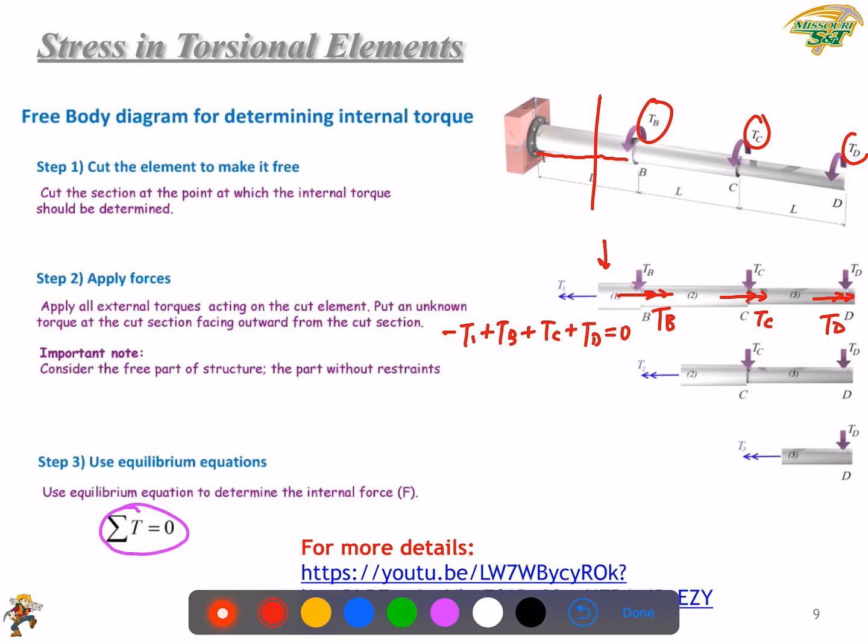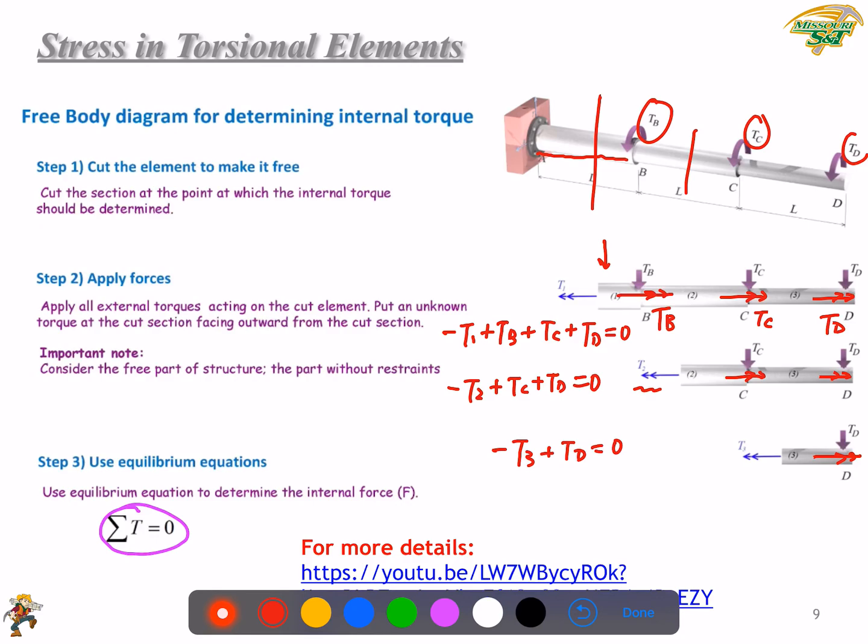Okay, in the same way, in the second one, if you want to determine the internal torque between B and C, just cut it from here, make it free, and add a T2 here. And then you will denote TC and TD using double-headed arrows. You get negative T2 plus TC plus TD equals 0. With the last one here, you just add TD, you get negative T3 plus TD equals 0.